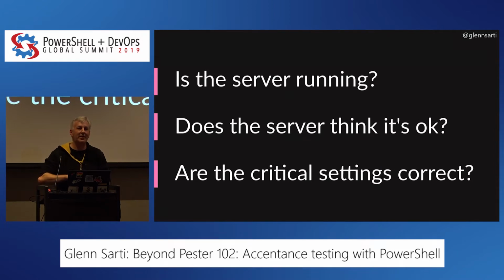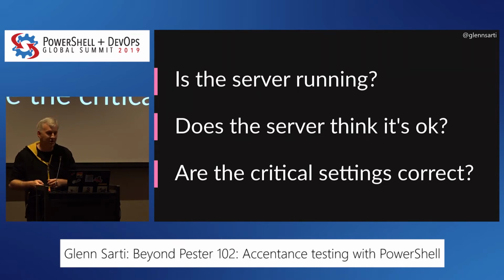So for this example, we're going to ask 3 questions. Is the server actually running? Does the server think everything's okay? And are the critical configuration settings correct? I've actually written 7 Pester tests. I'm not going to show you all of the code. I'm assuming you can all write Pester tests right here, right now. But I'm quickly going to show you the code for is the server actually running.